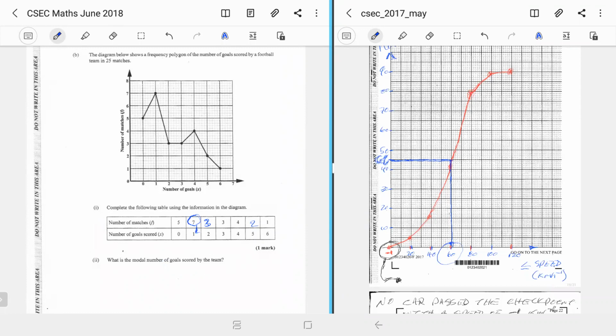They only score 6 goals 1 time. So that can't be the mode. They only scored 6 goals 1 time, but they scored 1 goal 7 times. Right? So the mode is 1 goal. You understand that? Yes, sir. The number of goals is 1.